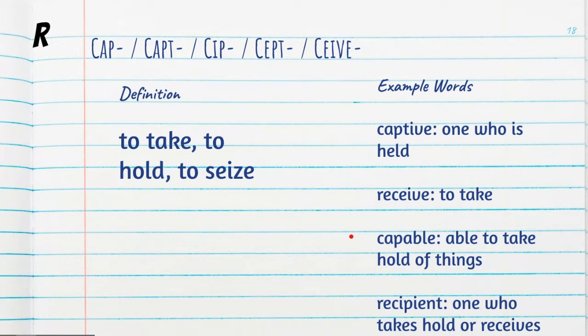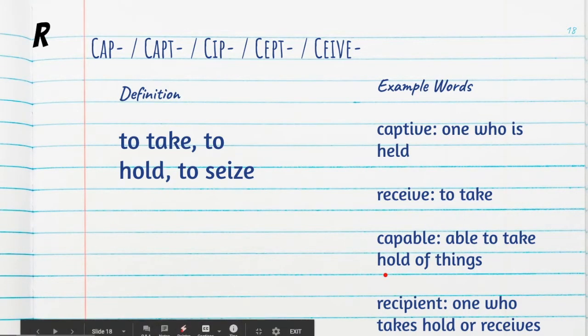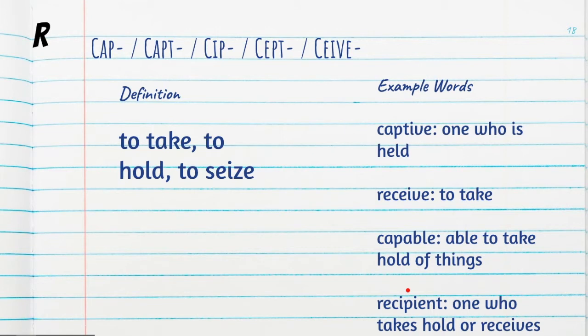Capable is able to take hold of things. So you've got the cap right here. With capable, it's like you're able to do something, but if you think about the meaning, it's like you're able to get a hold on things, right? If you're able to do something. And then you've got recipient. So you've got the cip right here in the center, one who takes hold or receives. So again, cap, capt, cip, cept, and ceive.